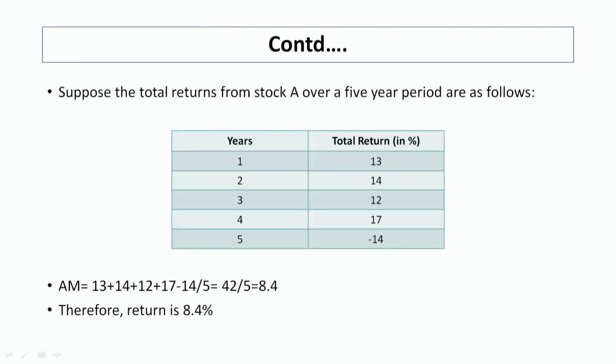So, here is an example. Suppose the total return for a particular stock A over a period of 5 years is given below. First year we are getting 13%, second 14, then third year 12, fourth year 17 and fifth year minus 14. We are going to add this and divide it by the total number of periods, which is 5. So, 42 divided by 5, we are getting a return of 8.4%. So, this is a simple calculation of return, that is arithmetic return or arithmetic mean.